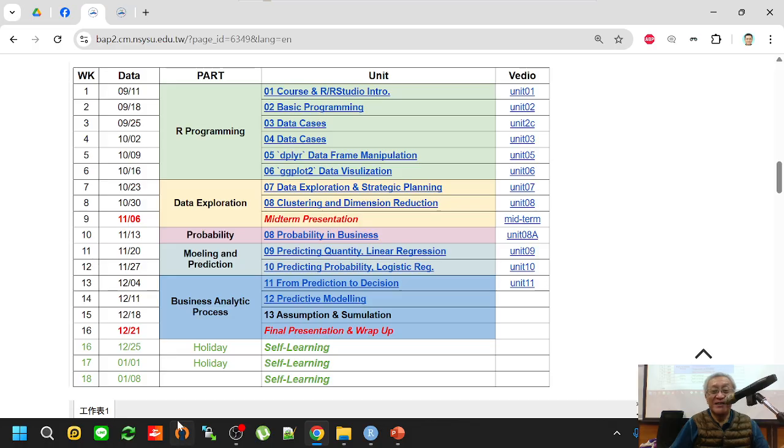This is actually the last two units that we are going to cover before going to the final, and because we pulled the final forward to December the 21st, right? So after next week's class, you only have a very short time to prepare your final. That would be a challenge.